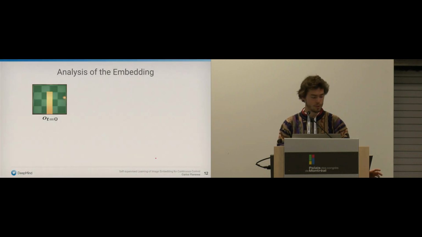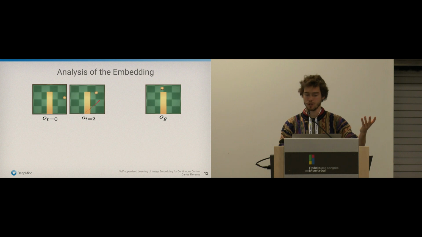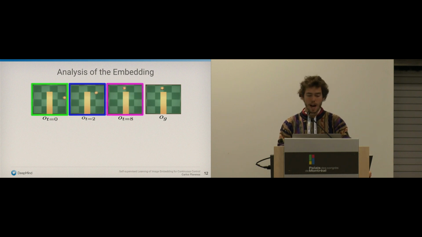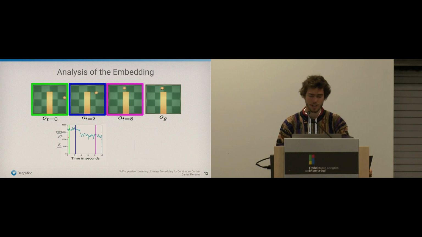Then let's quickly analyze the embedding. If this is the current observation where we start, and this is the goal observation that we want to reach, a trained policy after 2 seconds would go half of the way, and after 8 seconds will already be around the goal. Let's color code those such that, for example, if we look at the evolution of the distance in pixel space, we can see that it's very noisy, and it has no idea that it's getting closer to the goal. It's even hard to say at which level you're at the goal. It's very hard to say.